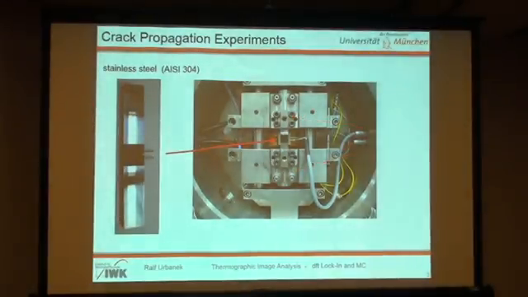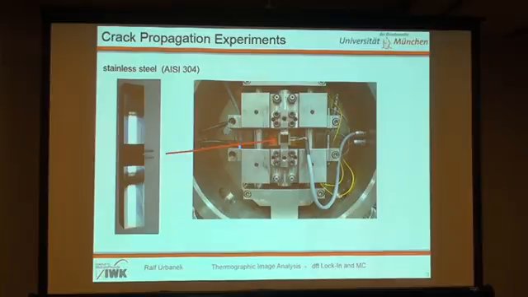Our specimen has a width of 4 millimeters, a depth of 4 millimeters, a width of 12 millimeters, and a length of 80 millimeters. It is polished to have a plain surface for better images, and it's black coated for a better emissivity. We can do two kinds of experiments. We can do constant force experiments or experiments with constant stress intensity.